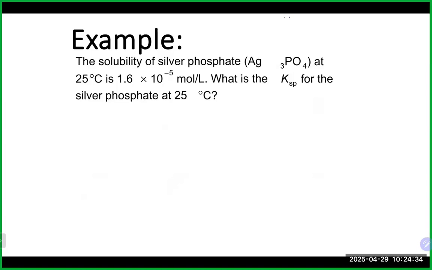So the solubility of silver phosphate at 25 degrees is 1.6 times 10 to the minus 5. What is the Ksp for silver phosphate? This is a problem where you don't necessarily have to do an ice table, but it's really probably a good idea because there are a lot of places in these types of problems where people second guess themselves, because you may have to, for example, multiply something by 2 and also square it.